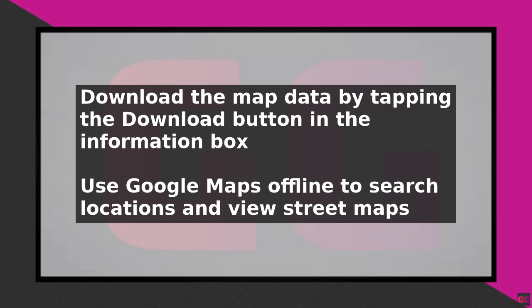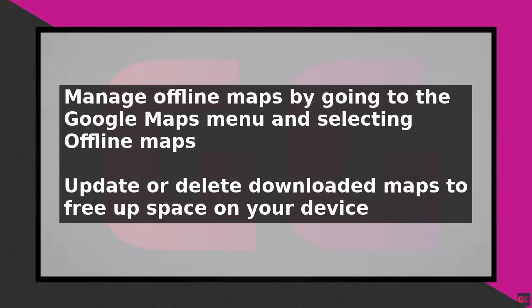To manage your offline maps, go to the Google Maps menu and select Offline Maps. From here, you can view all of your downloaded maps, update them, or delete them to free up space on your device. It is a good idea to periodically update your offline maps to ensure you have the most up-to-date information when using Google Maps offline.